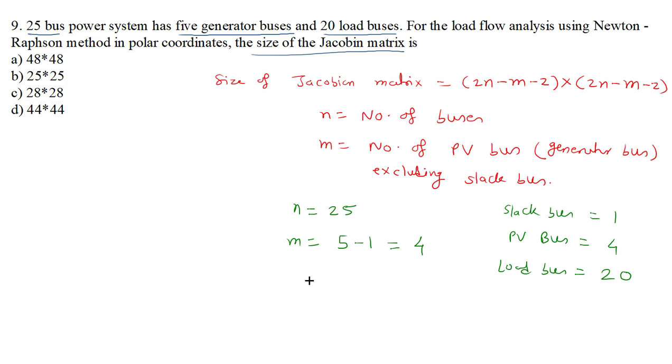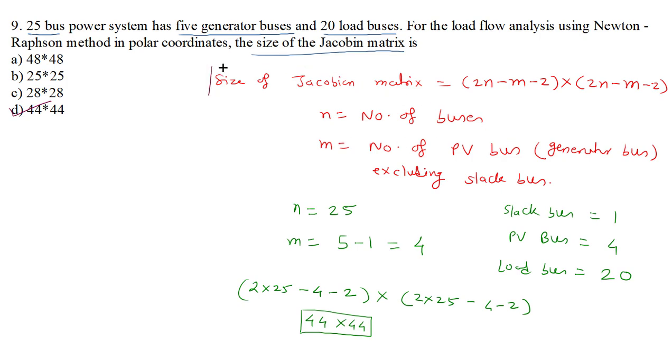Now what will be the size then? So 2n minus m minus 2, that is 2 into 25 minus 4 minus 2, by 2 into 25 minus 4 minus 2. So it will be 50 minus 4 minus 2, so that is 50 minus 6. That will be 44 by 44. So the size of the Jacobian matrix will be 44 by 44. So the correct answer will be option D.